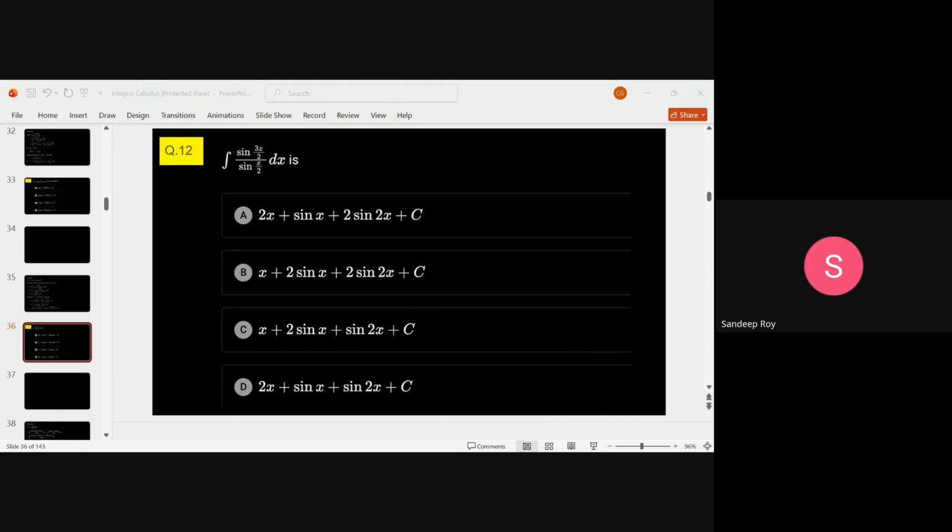See here, I'll be doing one thing. The integration is sine 3x by 2 upon sine x by 2. Now you multiply the numerator with 2 into cos x by 2, and the same thing for the denominator also, 2 into cos x by 2. The denominator part will be what? Sine 2 theta formula, right? 2 sine theta into cos theta, denominator part.